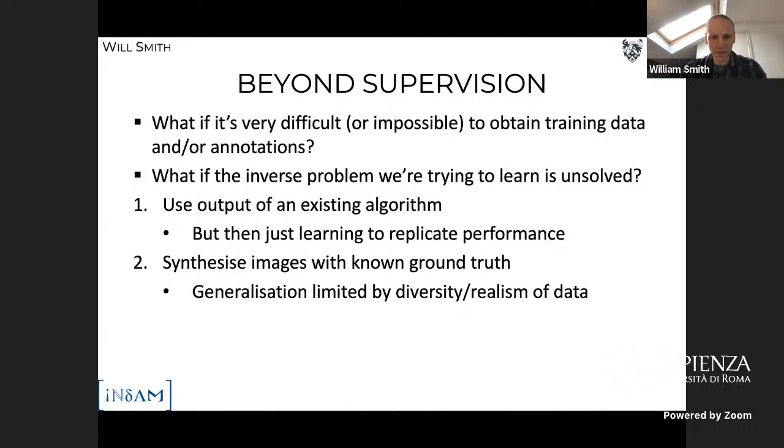So the benefit of self-supervision is that we don't need this direct supervision. We don't need ground truth for the network to learn to predict. The network can learn it just from the input data itself. So let me sketch how this works.